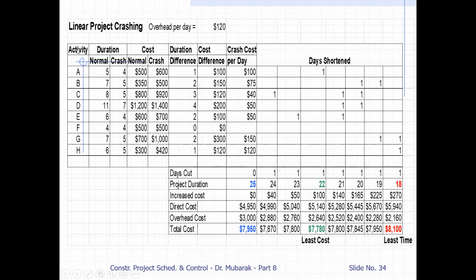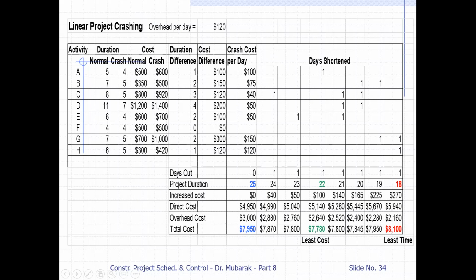In this table, we put here overhead cost is 120 per day. And activities A, B, C, D, E, F, G, H, and duration normal and crash. They were given, so we enter the same values 5, 7, 8, 11, 6, 4, 7, 6, and crash duration is this one. And the cost was also given to you, normal cost and crash cost.